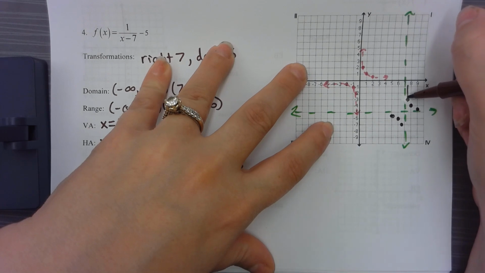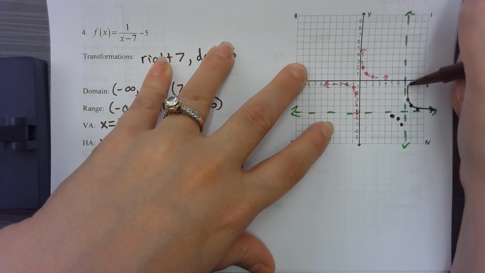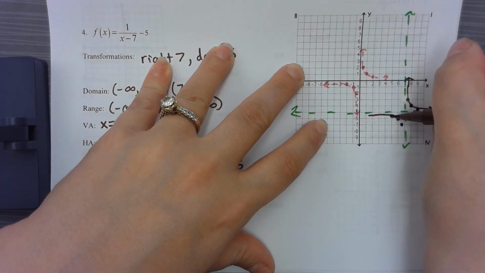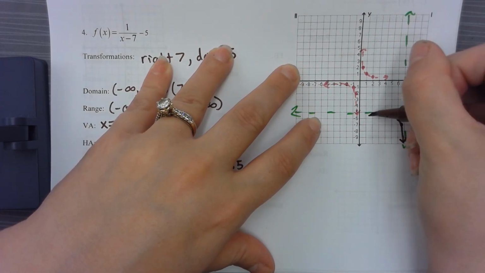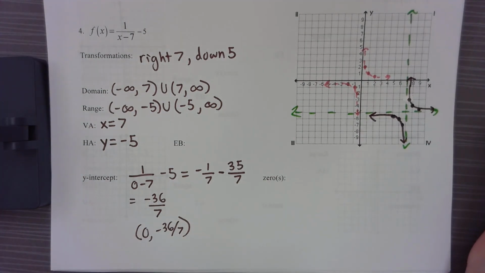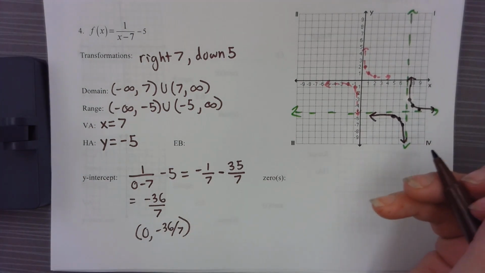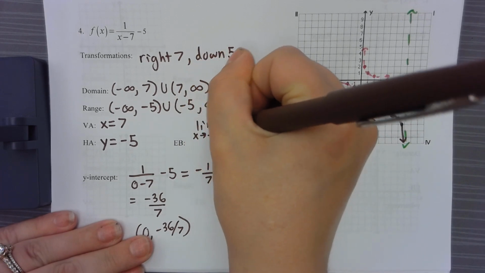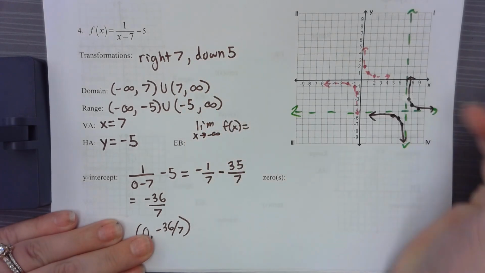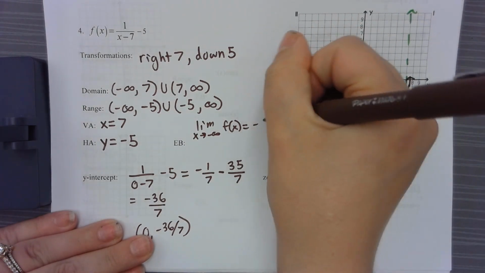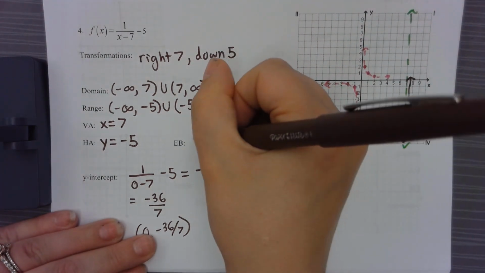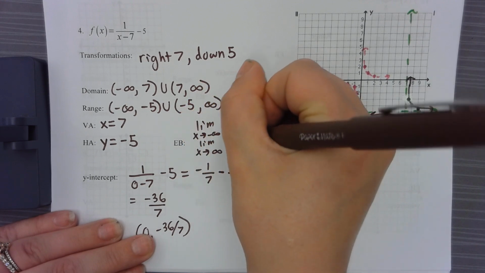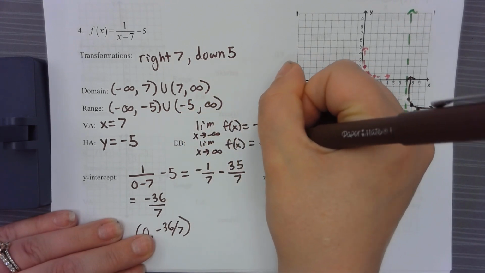So our graphs should look something like this. You can extend this if you want, but you don't need to. Okay. And then we should get that our end behavior, the limit as x approaches -infinity of f(x), is going to be that horizontal asymptote, -5. And as we go to the right as well, we should also get -5.